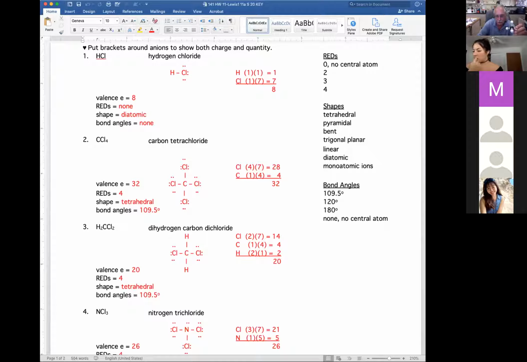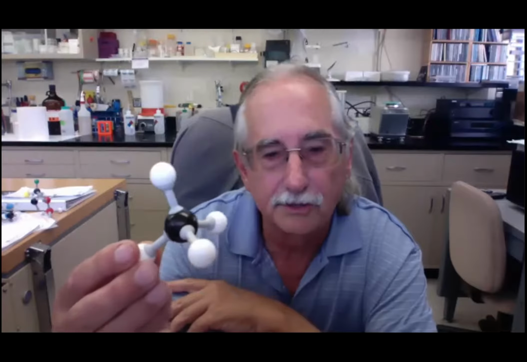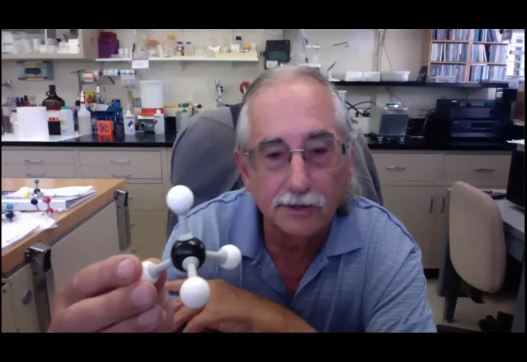You're going to have to unshare screen, right? So this would be an example, carbon tetrachloride. It's symmetrical. So even though these are rockets, if I fire all those rockets all at once, it's not going anywhere. They simply counteract each other.